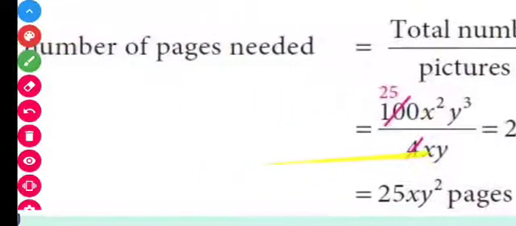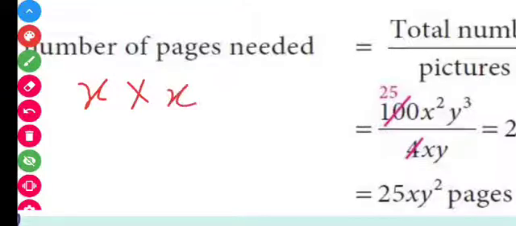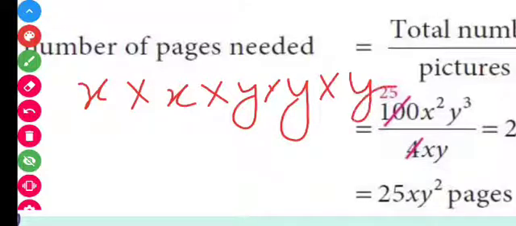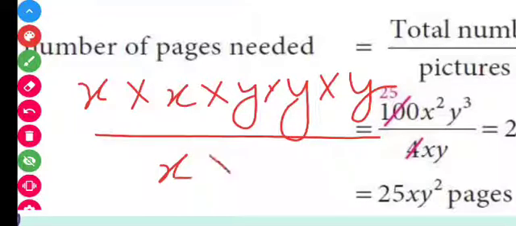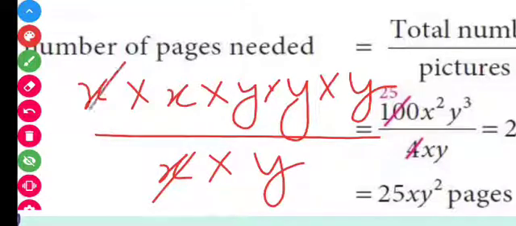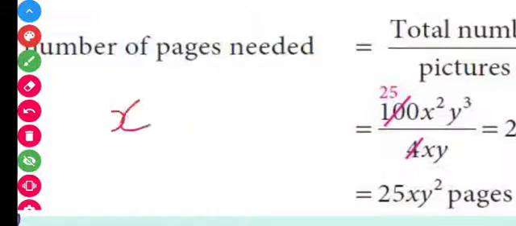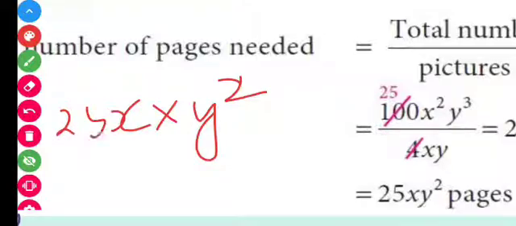Let me explain this. So you have x square, I can write this as x into x, y cube, I can write this as y into y into y, by xy, x into y, okay. So x gets cancelled, y gets cancelled. Remaining what we have here is x into y square, and the previous thing we have 25 here before this, okay.